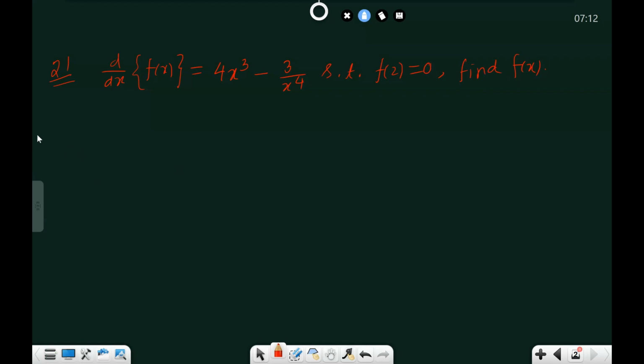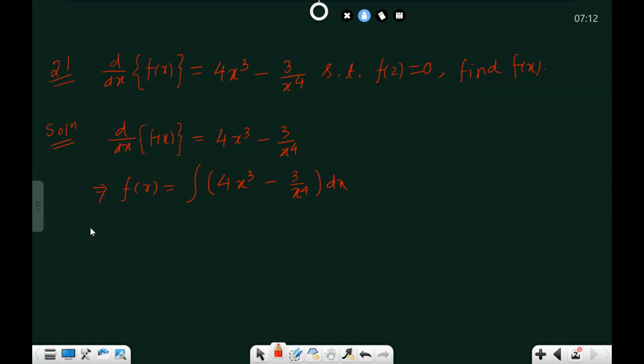So come to the solution of the problem. The given expression is this one. We start with d/dx of f(x) is equal to 4x cube minus 3 by x to the power 4. If I remove d/dx from the left hand side, then you will have f(x) on the left hand side, and d/dx becomes integration on the right hand side. So it is the integral of 4x cube minus 3 by x to the power 4, then whole dx.